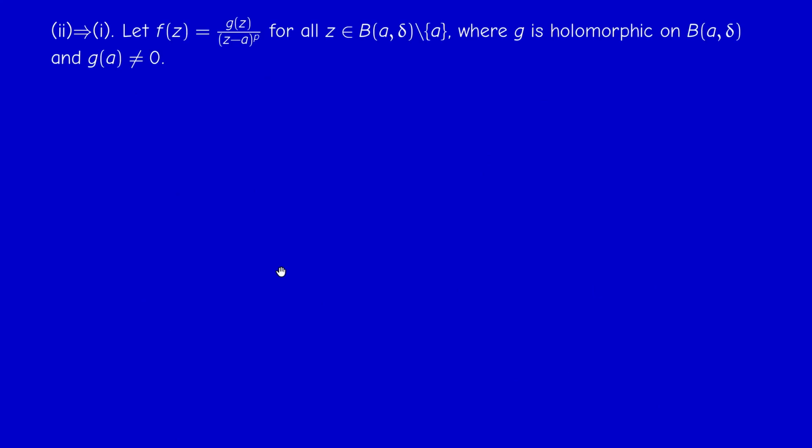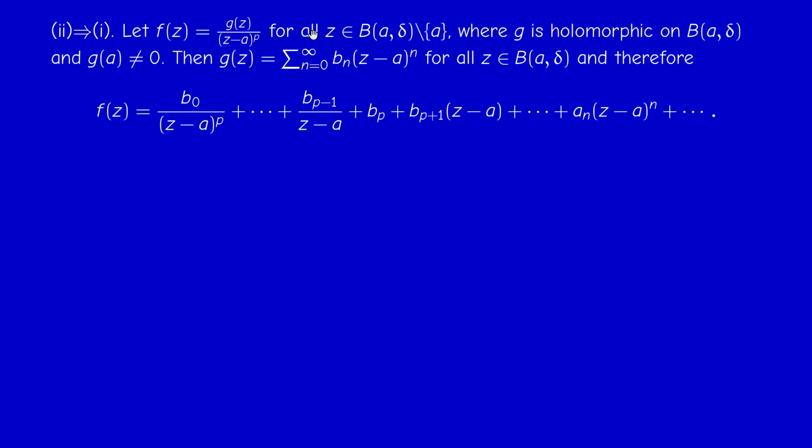Two implies 1 is easy, actually. Because if g is holomorphic, I can expand it in a power series about a, since it's analytic near a. Then I divide by (z minus a) to the p, and I get a Laurent series expansion of f. If you look at the leading power here, the coefficient is b_0, but b_0 is g of a, which is not 0. So it means that a is a pole of order p.